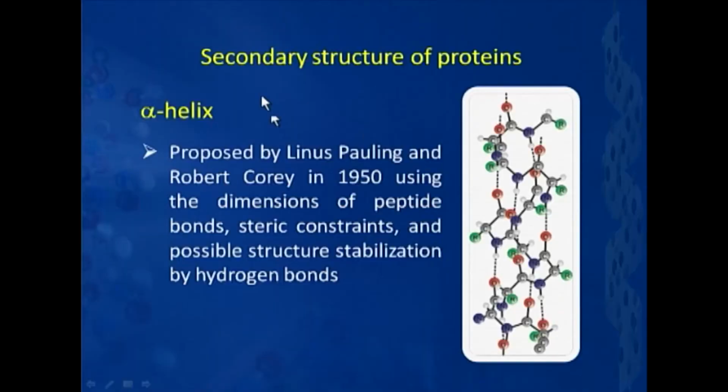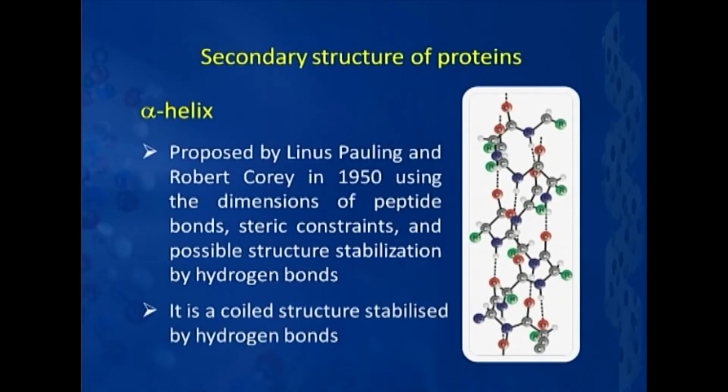It was proposed by Linus Pauling and Corey that this kind of structure is possible, wherein the peptide backbone acquires a helical structure, like a screw, and that such a structure has to be stabilized. This kind of structure is stabilized by hydrogen bonds. We will talk more about it as we move further. Basically, this is a coiled structure which is stabilized by hydrogen bonds, as I just mentioned.